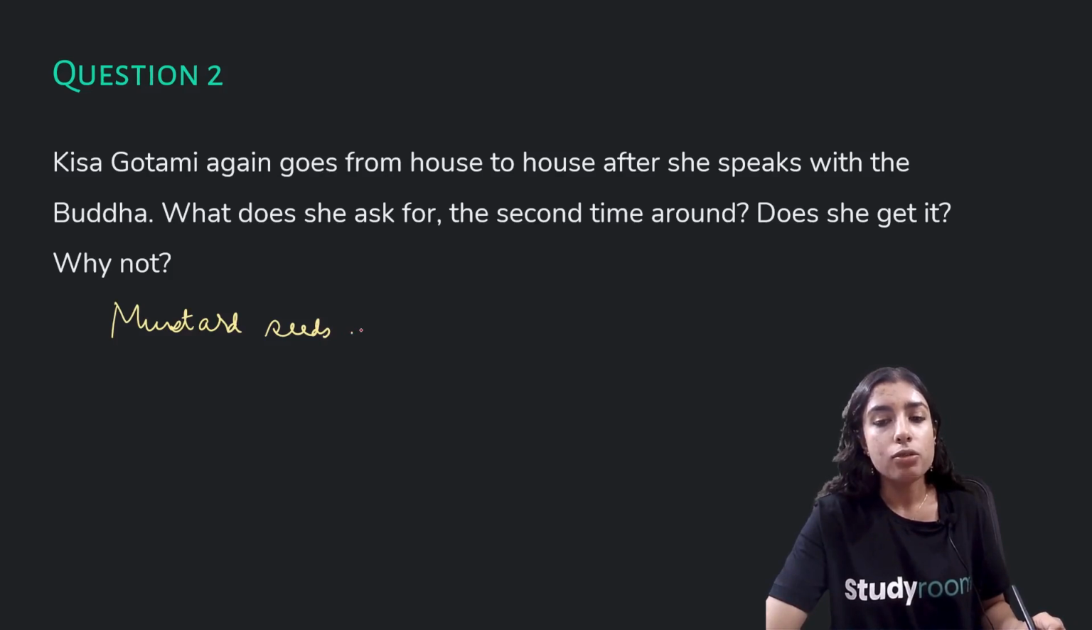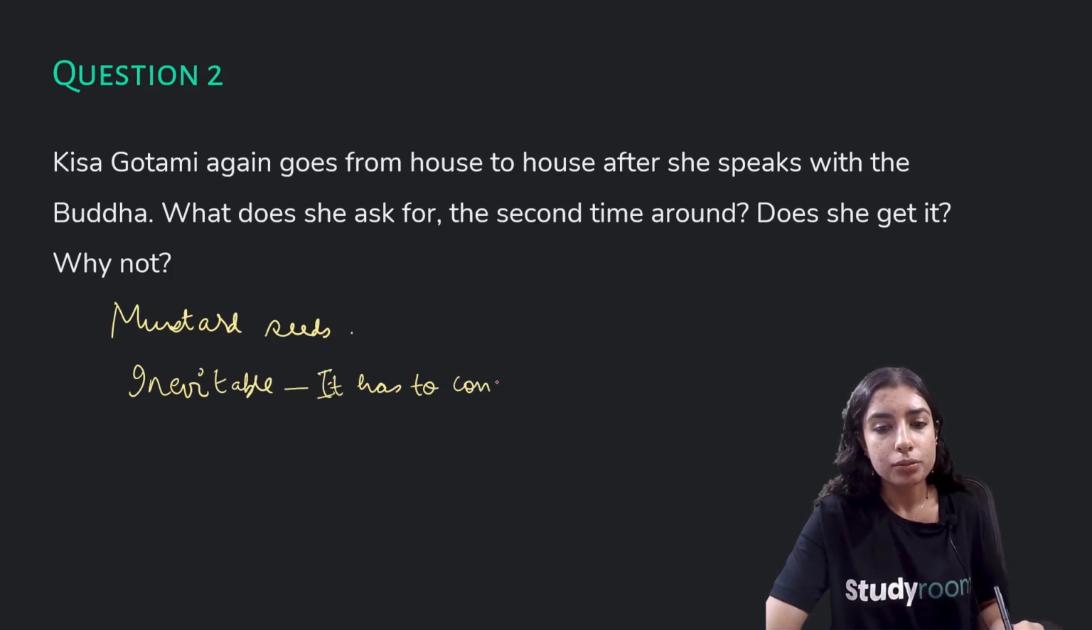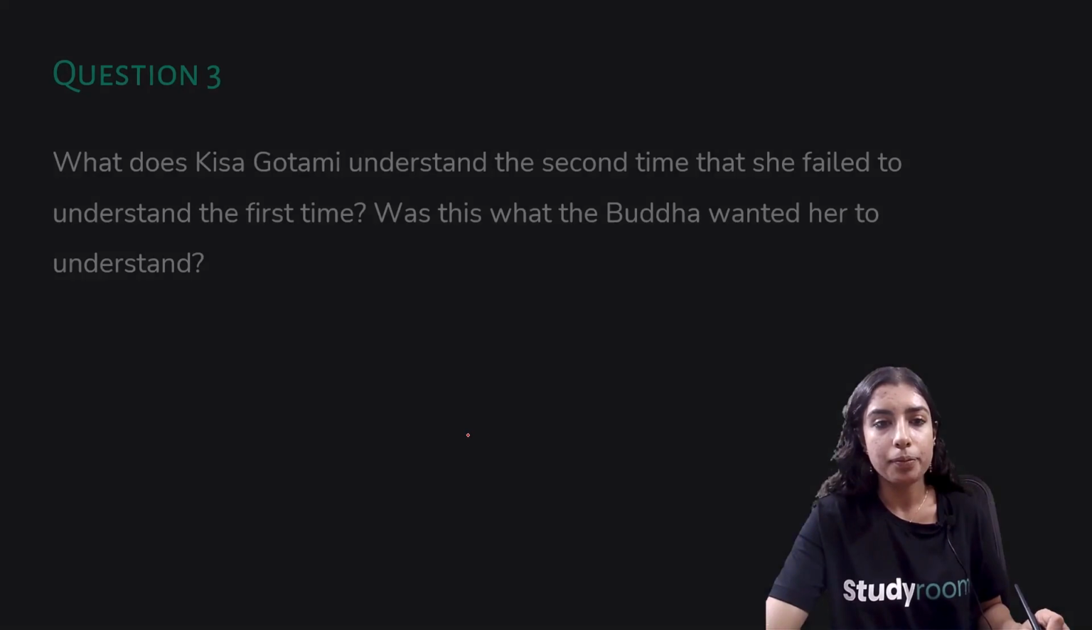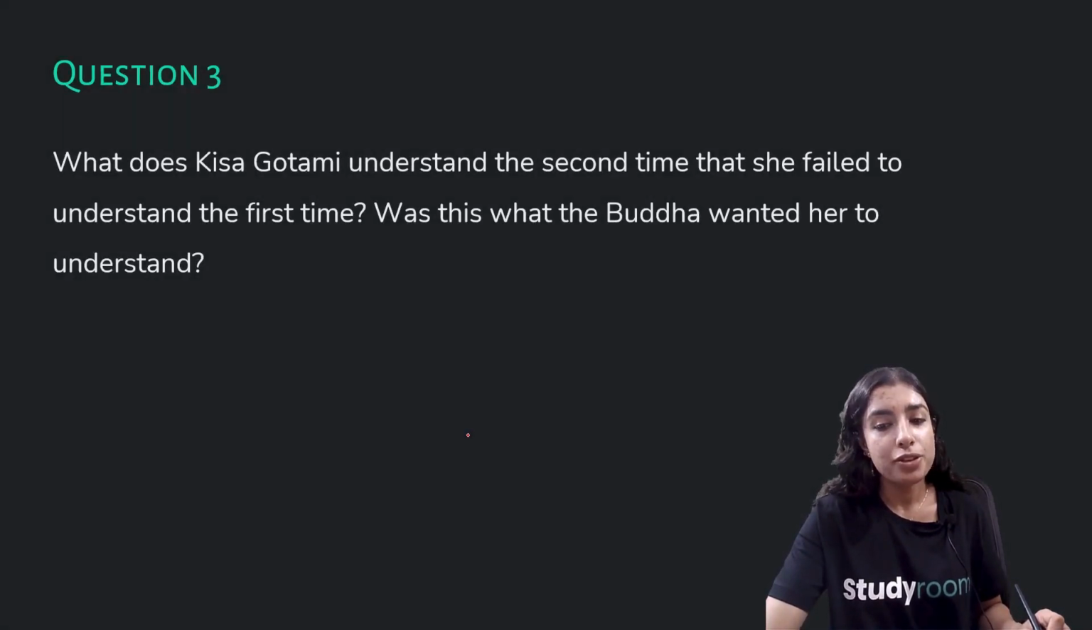Kisa Gautami went from door to door but couldn't find even a single house where death had not taken a beloved away. She could not get it as death is inevitable. That is, it has to come one time or the other, and anyone who is born has to die one day. Let's now look at question number 3.